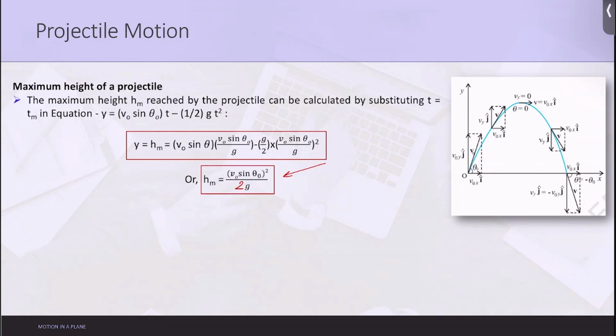Fine, so let me stop the discussion here. In the next class, we will go on with the further discussions. We will understand range, etc., and then we can move on to some of the examples related to it. And then finally, we'll go with uniform circular motion.